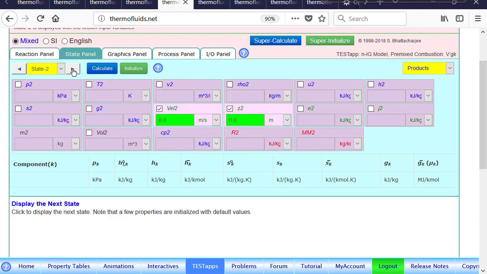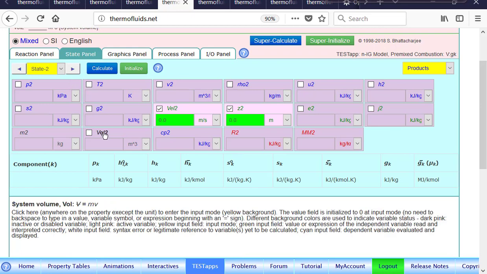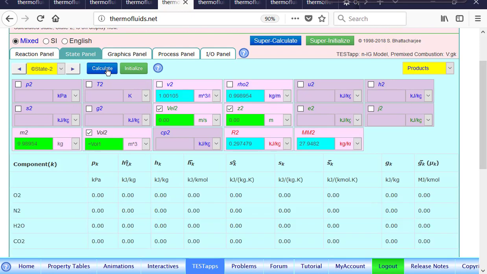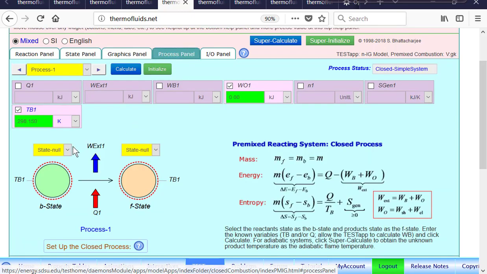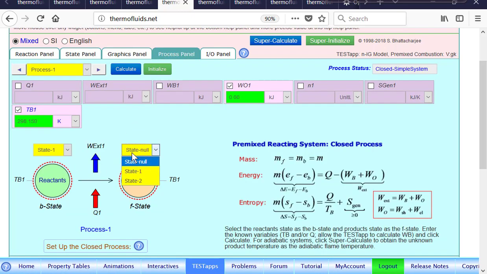For state two, let's say we have a constant volume, so the volume is not changing. And let's say we don't know the temperature. We want to find the temperature. It's an adiabatic tank, that is, there is no heat transfer, so we want to find the adiabatic flame temperature. What is the final temperature? So we go to this process panel, load our states. State one is our beginning state, state two is the ending state. And let's say there is no heat transfer, it's adiabatic.